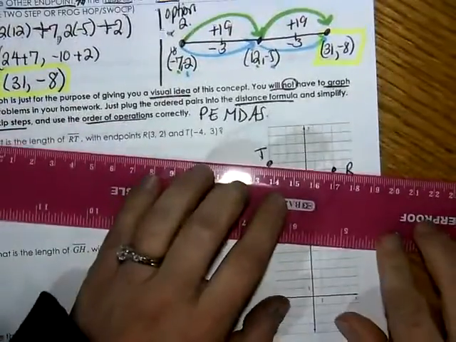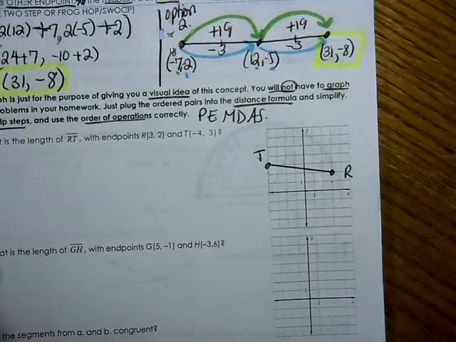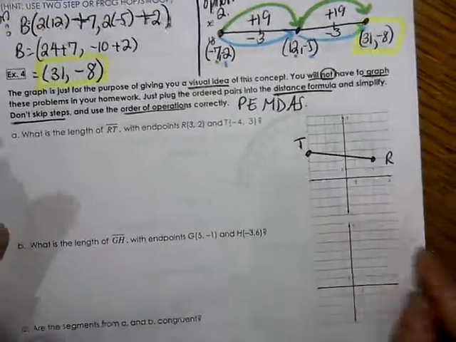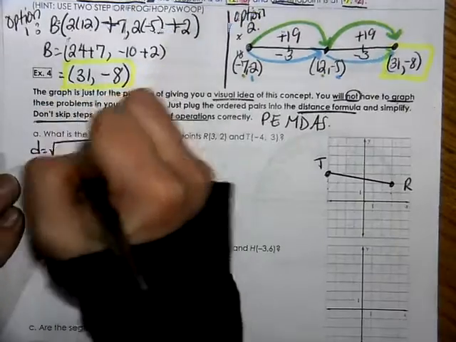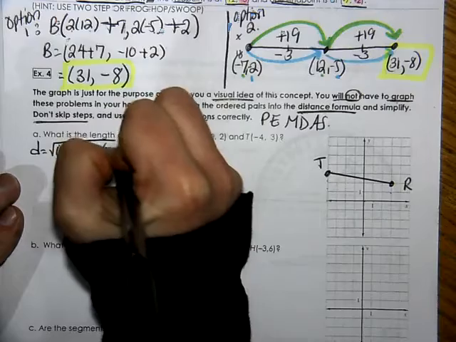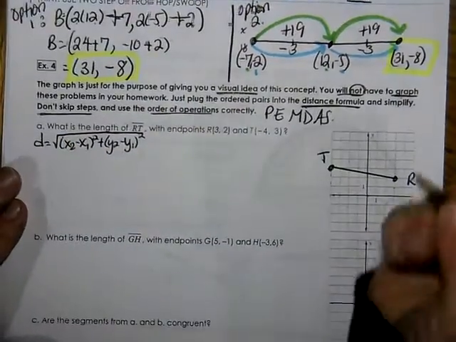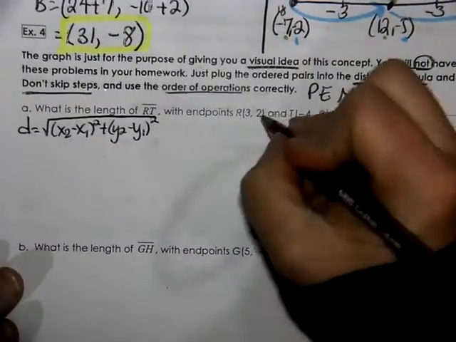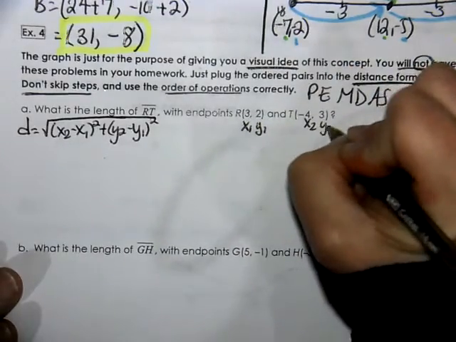This segment is on a diagonal, which means that we can't simply count just like we did in a few examples ago. You cannot count directly from T to R without using our formula. And our formula, once again, is D equals the square root of x2 minus x1 squared plus y2 minus y1 squared. If it helps you to label R and T, go ahead and do so. So this is X1 and Y1 and X2 and Y2.